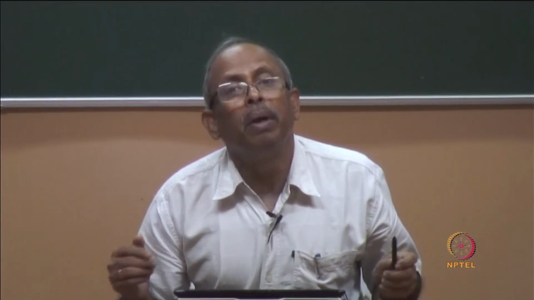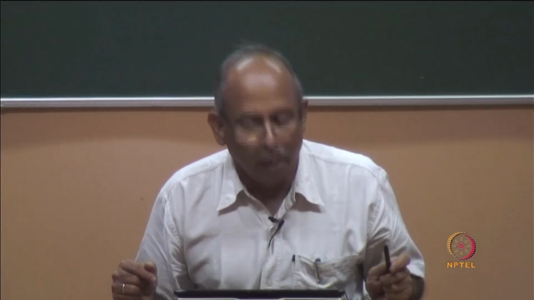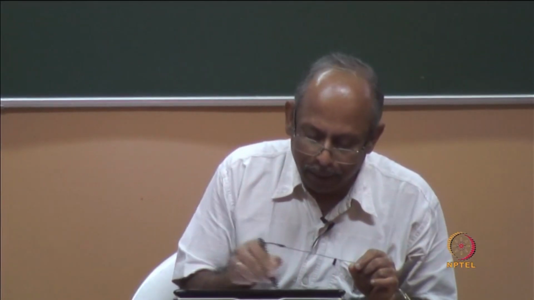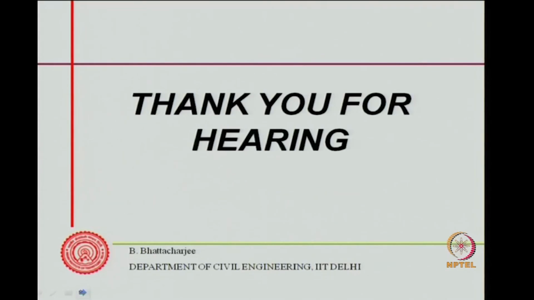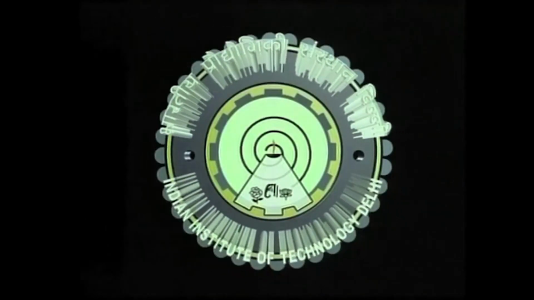So, to summarize, we have now looked into an example of IS code, we have looked into DOE method, and in this DOE method we have also looked into mix design with PFA, that is pulverized fuel ash or fly ash, etc. So, with this we conclude module 4 lecture 3. Thank you very much.